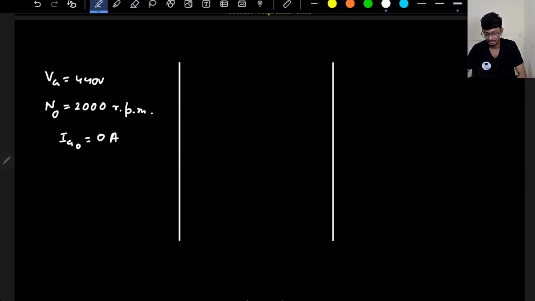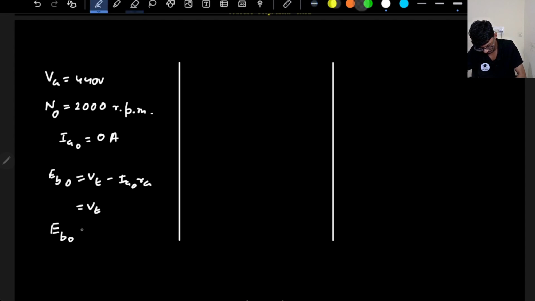Okay, so back EMF, this Eb naught, the no load voltage will be same as this terminal voltage, that is Va naught. Why? Because it is Vt minus Ia naught Ra, and Ia naught is 0, so that's why it will be equal to Vt only. So your Eb naught will be equal to 440 volts.